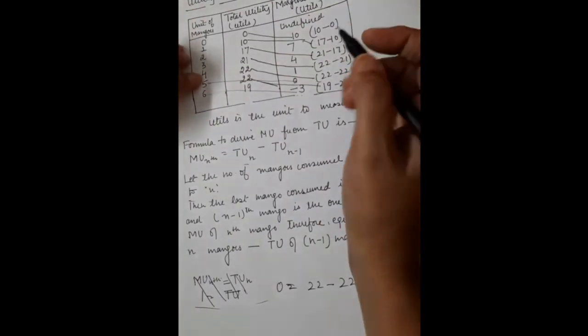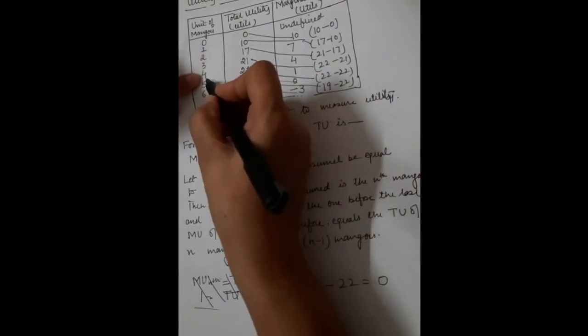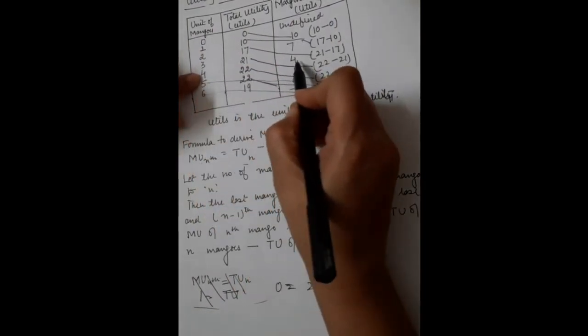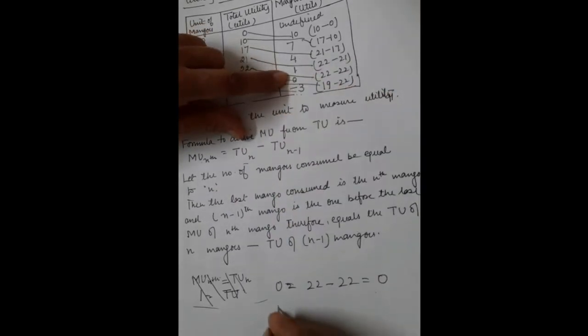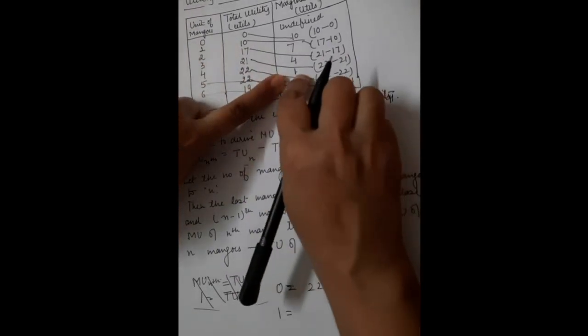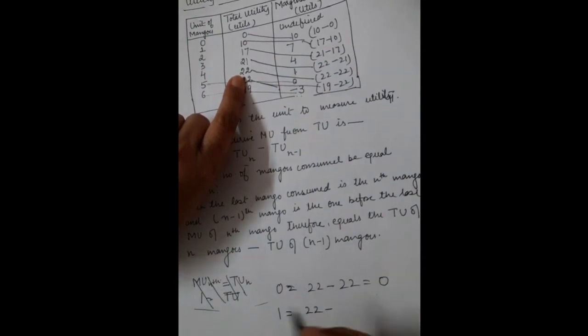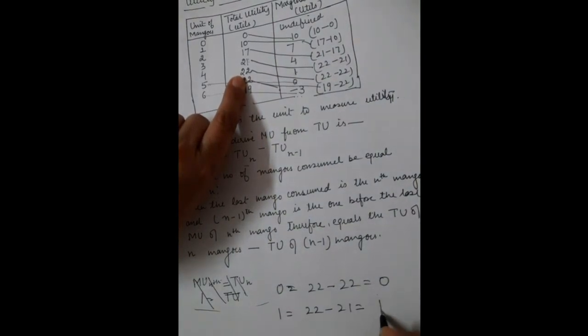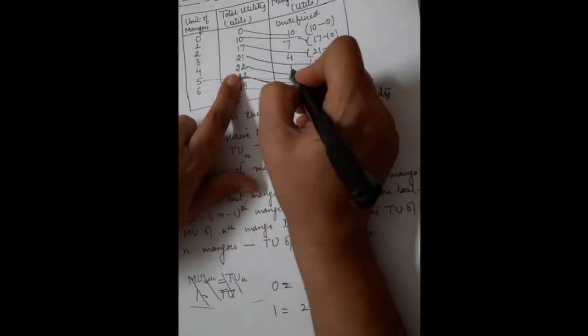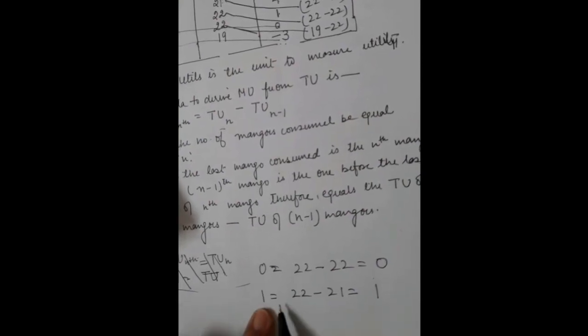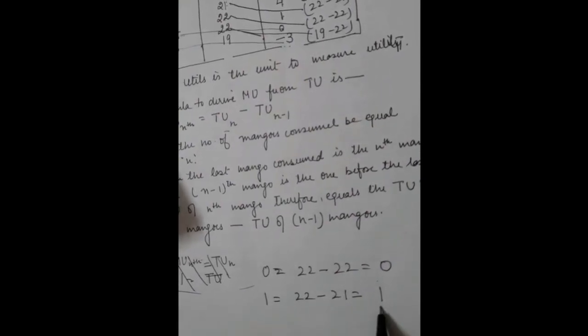We can take one more example. Suppose we take 4 as the MU, right? So the MU of the 4th unit is equal to this, 1. Alright. We put 1 over here, right? Then TU of the 4th unit is equal to this, again 22. Alright. Then n minus 1, 22 minus 21 is equal to 1. So MU of the 4th unit, that is the nth unit, is equal to 1. Is this clear to everyone? Right. Hence it is proved that MU of nth is equal to 1 unit. Right. This is how you derive it.